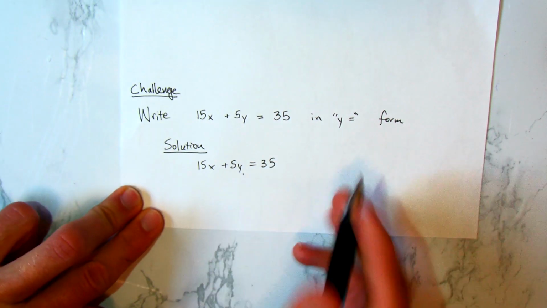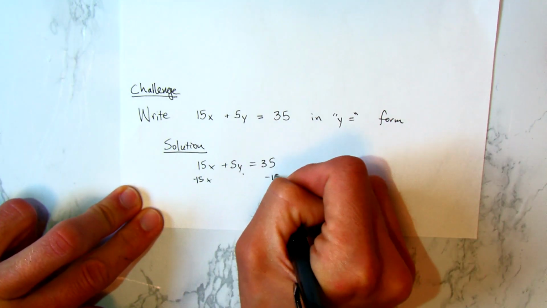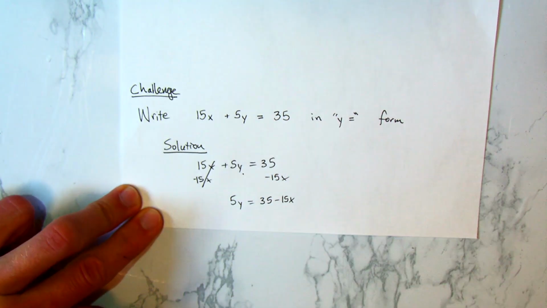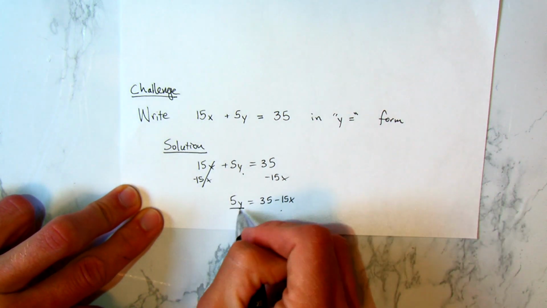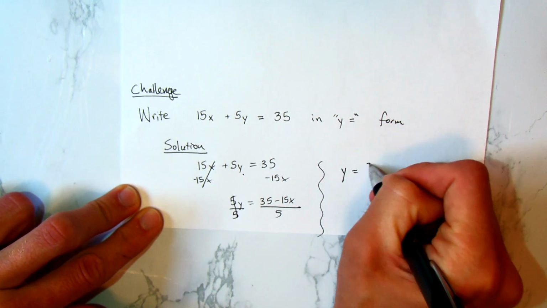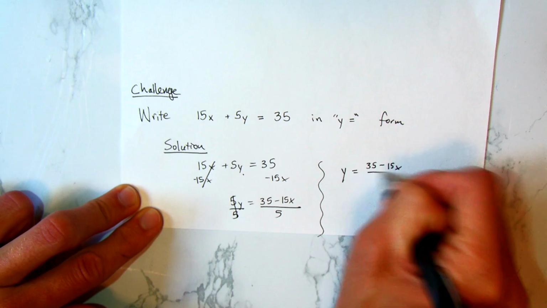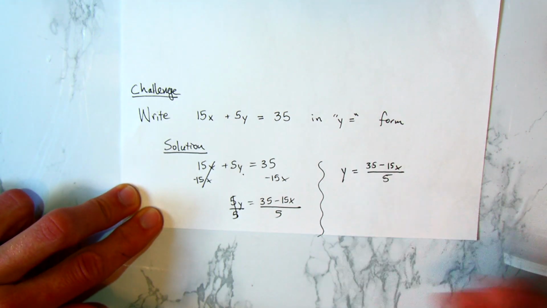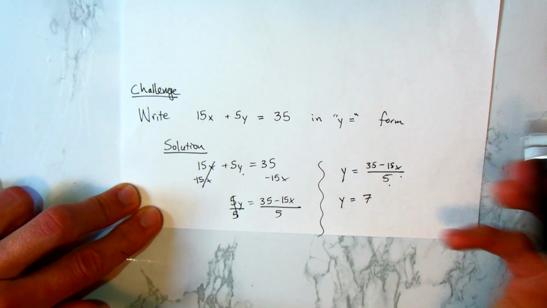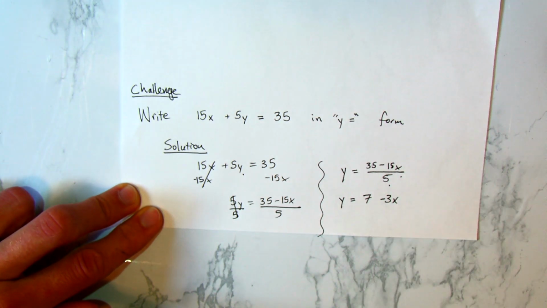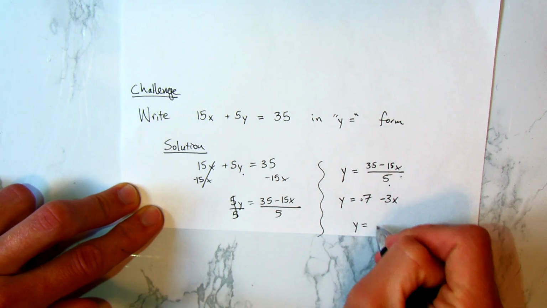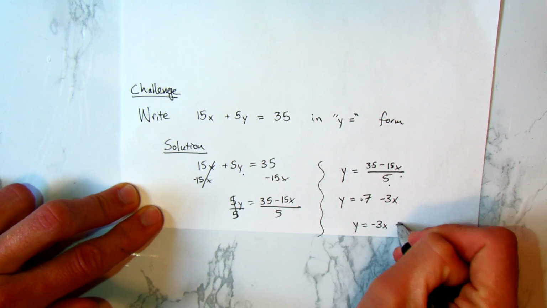Solve for y. So I'm going to take away 15x on each side. 5y equals 35 minus 15x. Then I'm going to divide both sides by 5. And y equals 35 minus 15x, everything gets divided by 5. But 35 divided by 5 is 7. And negative 15x divided by 5 is negative 3x. Okay, rewriting it in reverse order, this is a positive 7. So it's y equals negative 3x plus, because it's positive, 7.